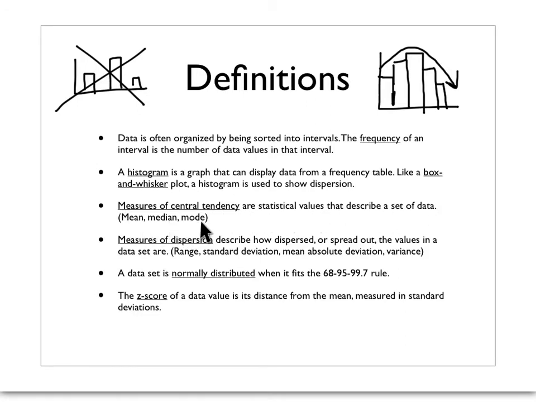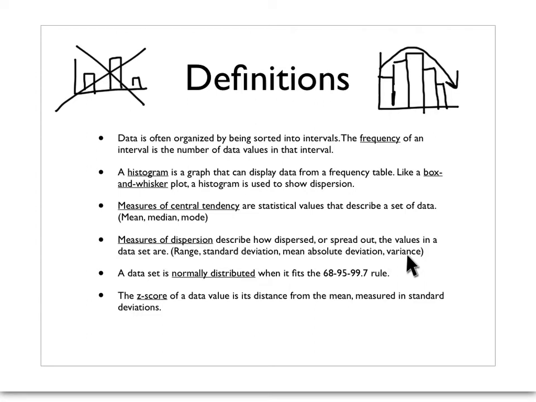Those are the ones we've already covered a little bit of: mean, median, mode. Measures of dispersion are different. They describe how dispersed or spread out the values in a data set are. Range is the one you already know. We'll be finding standard deviation, and then later mean absolute deviation, and we'll also find variance today.